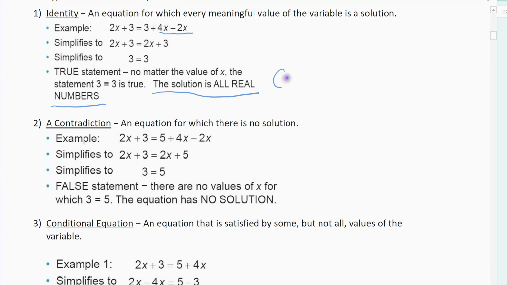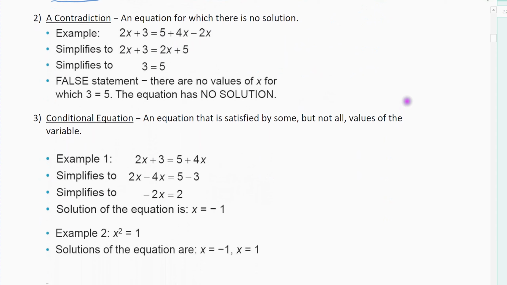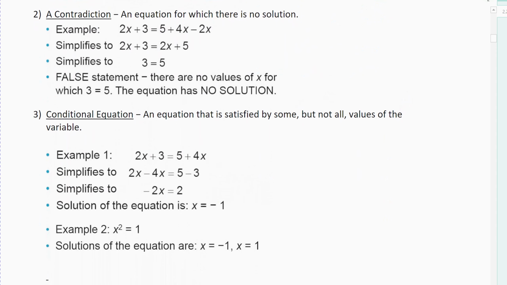All right, so all real solutions, my solution set would be going anywhere. I could pick anything from negative infinity to infinity. Alright, so that's a special case. Right, the second one is also a special case, which is still a perfectly fine answer in mathematics.